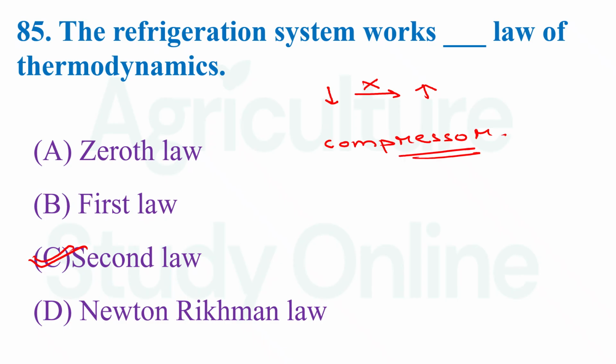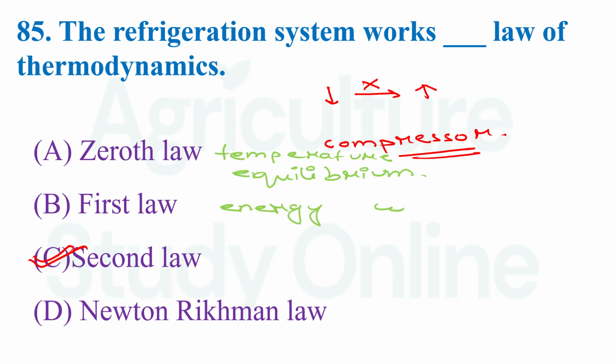Whereas the zeroth law, we know zeroth law is related to temperature equilibrium. First law is related to energy conservation. And Newton's law of cooling, so it is heat transfer rate, not a refrigeration principle. So correct option is option number C.